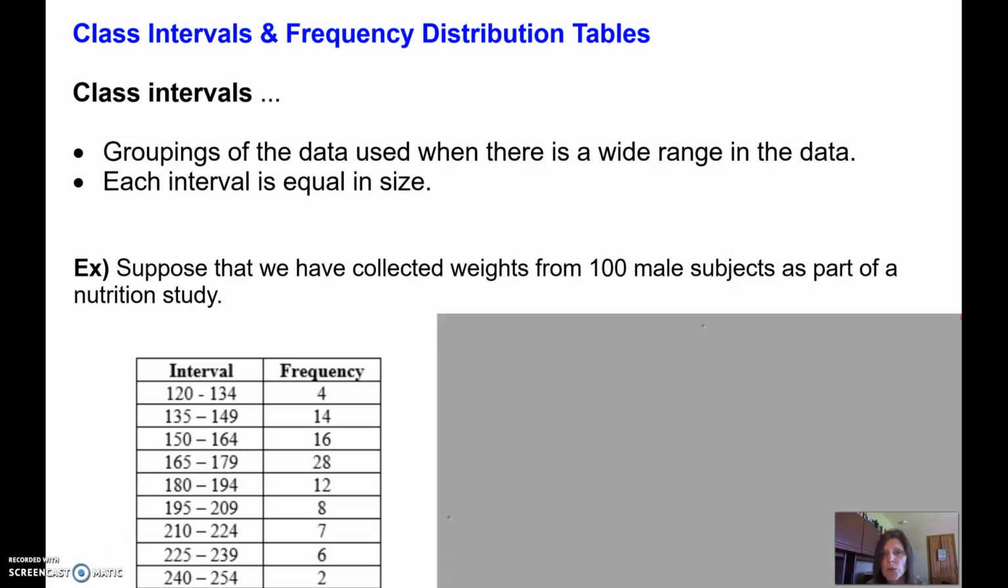And you don't have to start with your first data point. For example, in this frequency table, you see the interval starts at 120 to 134. That doesn't necessarily mean that someone had a weight of 120. We could have had a lowest weight of 122. But we wanted to start with a nice round number. And so that can vary. We just know that between 120 and 134, we had 4 individuals in that category. The 135 to 149, we had 14, and so on.